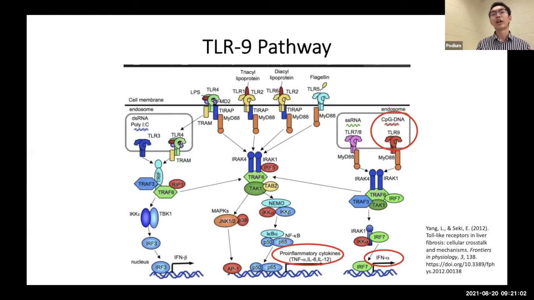So this is the TLR-9 pathway in immune cells. You can see here, after binding with CpG and undergoing phosphorylation, the binding of CpG to TLR-9 could induce either interferon alpha right here, or pro-inflammatory cytokines like TNF-alpha, IL-6, IL-8.